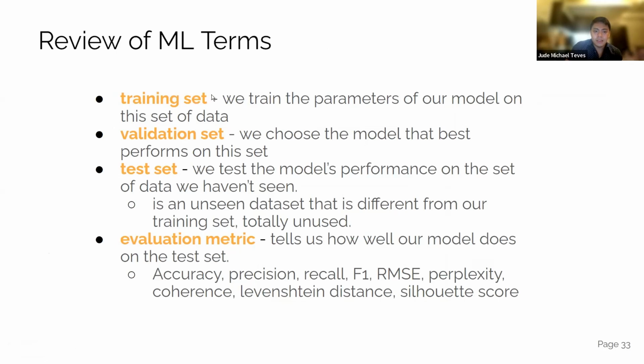The training set is the one that we use for training. We train the parameters of our model on this set of data. For the validation set, we choose the model that best performs on this set. So we use the validation set if you want to do hyperparameter optimization, where you configure different parameters of your machine learning model. If you don't want to do that, then there's no need for a validation set. And finally, the test set. We use this to evaluate the model's performance.